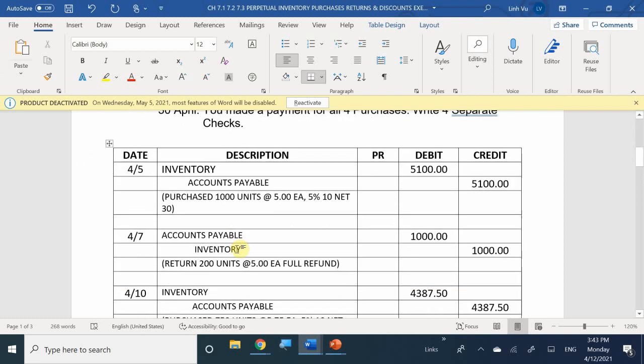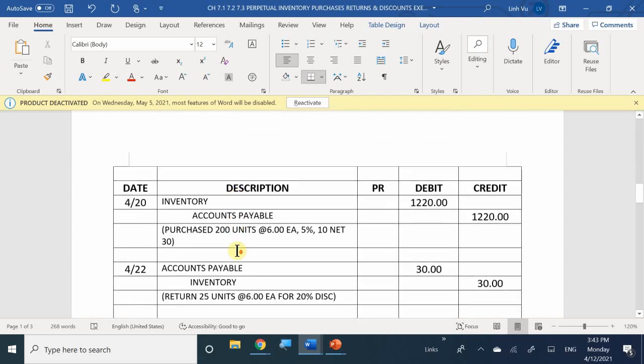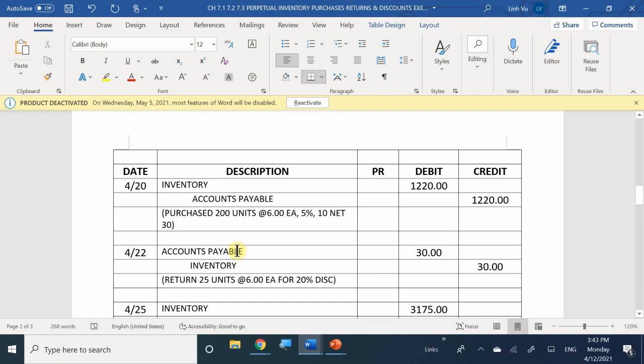Okay, so let's take a look at my journal. So April 20th, here you go. I purchased the 200 items for an original price of $1,220. If I returned or I got a discount, right? I returned $30. So how much do I owe? $1,070 because we're entitled to that 5% discount. Okay, good. I think I put 10%. Hold up, I gotta do my math again.